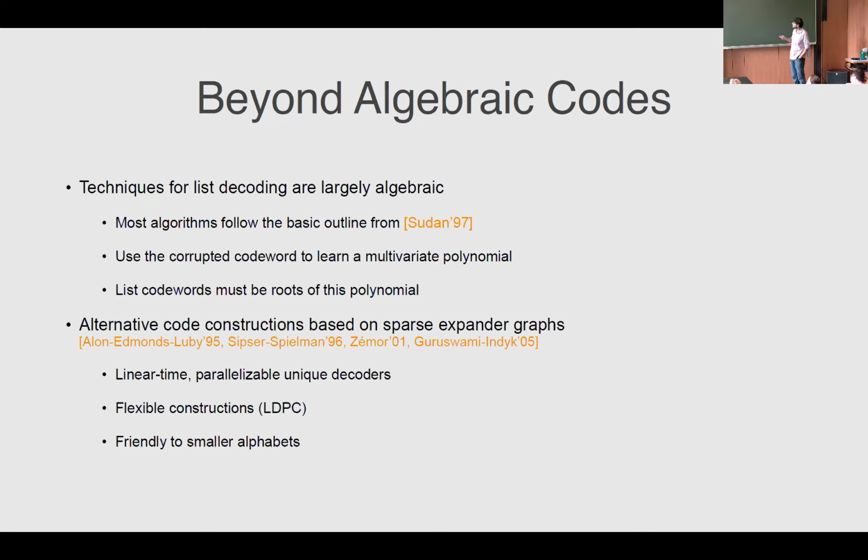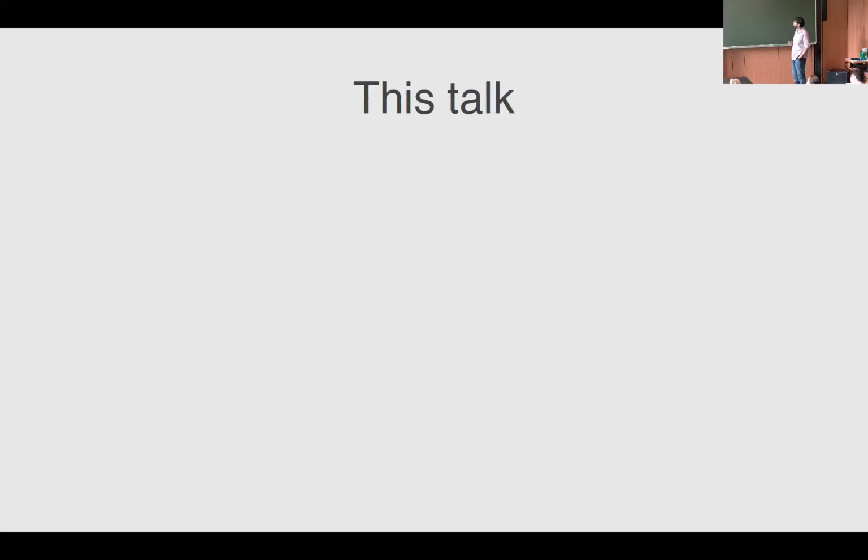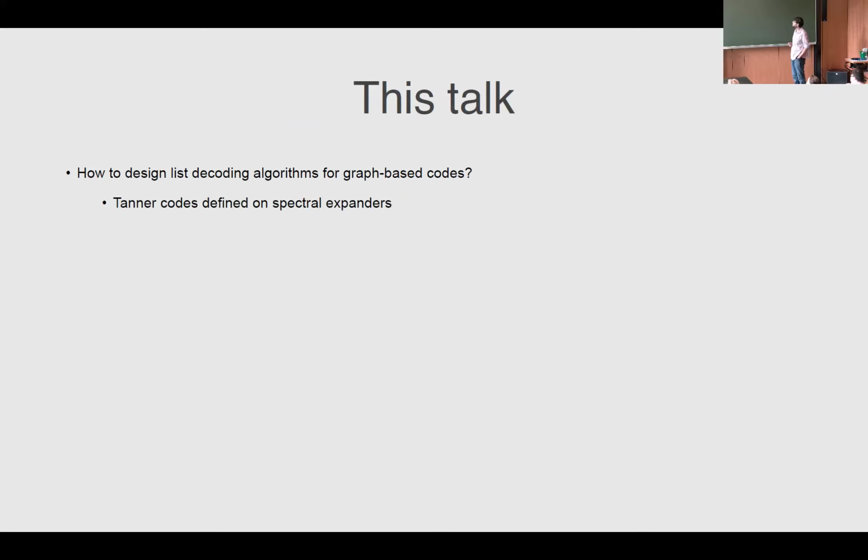But we know very little when it comes to list decoding for these sparse expander-based codes. In this talk, we'll talk about some of the recent progress that has happened in this area. So how to design these list decoding algorithms for these graph-based codes.